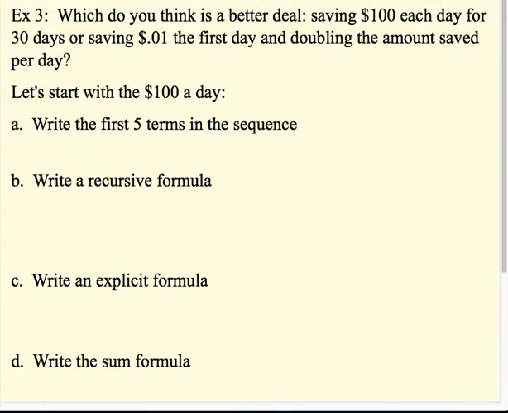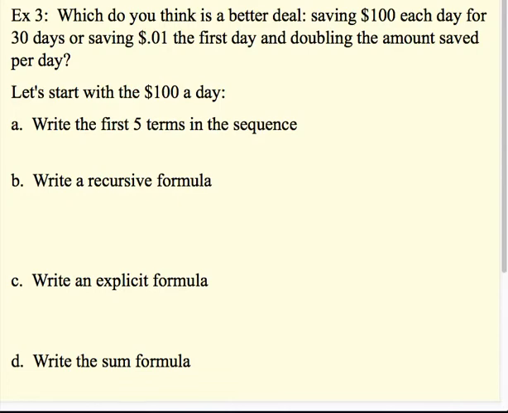The last thing we're going to take a look at is comparing an arithmetic sequence to a geometric sequence. So take a moment to ponder this question. Which do you think is a better deal? If you save $100 every day for 30 days, or if you save a penny on the first day and double the amount you save per day?